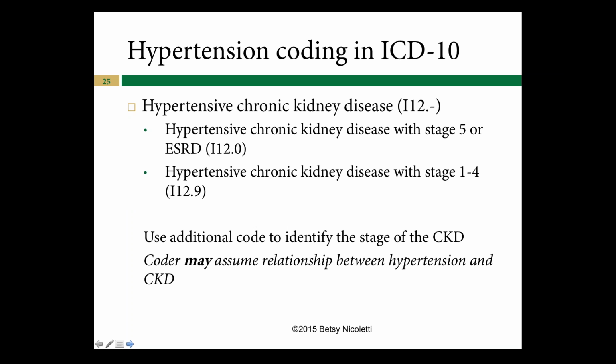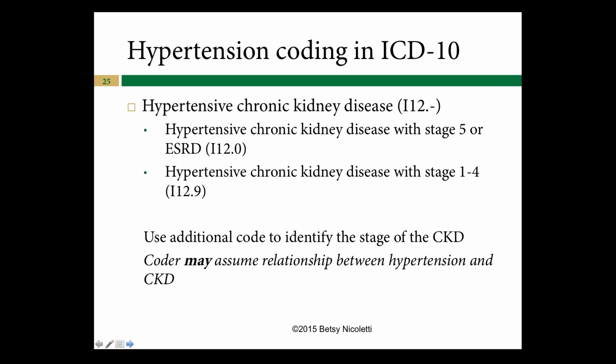If the patient has hypertensive chronic kidney disease, the coder may assume a relationship between the hypertension and the chronic kidney disease. And in that case, we're going to choose a code from the I12 category. And notice that at the top, I12 dot dash, that means we're going to need an additional character. I12.0 is hypertensive chronic kidney disease with stage 5 or end-stage renal disease. And if you have a patient with hypertensive chronic kidney disease and their chronic kidney disease is stage 1 through 4, we use I12.9. And the coder, as I said, may assume this relationship.